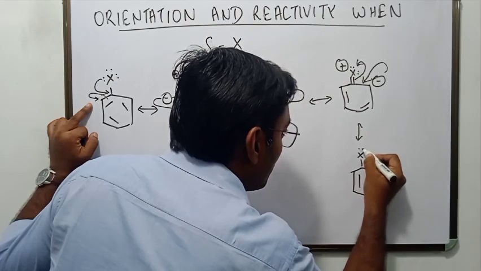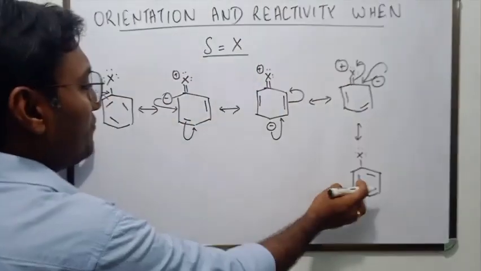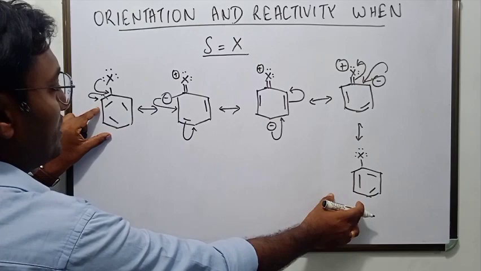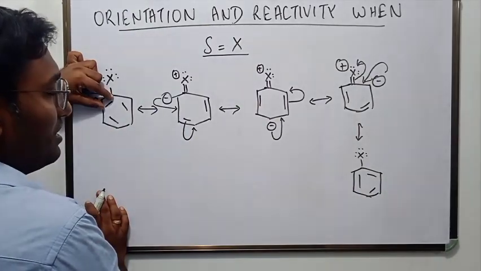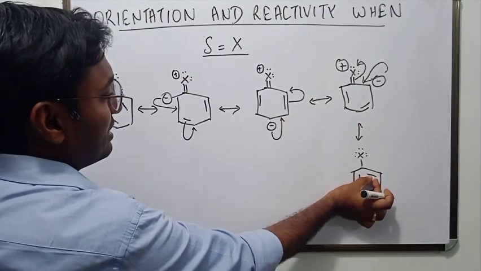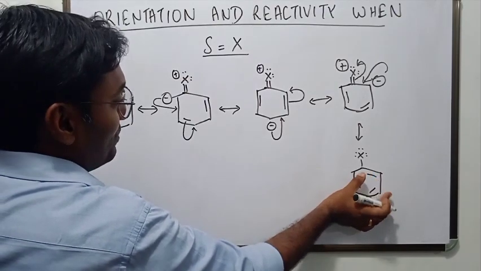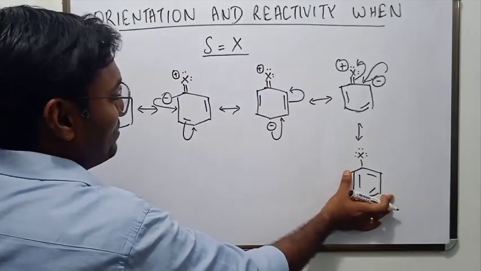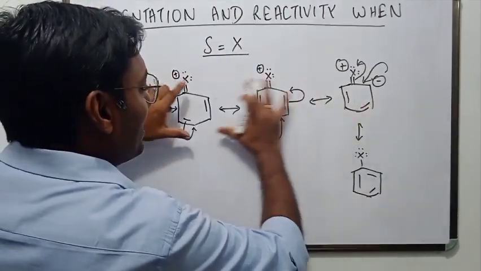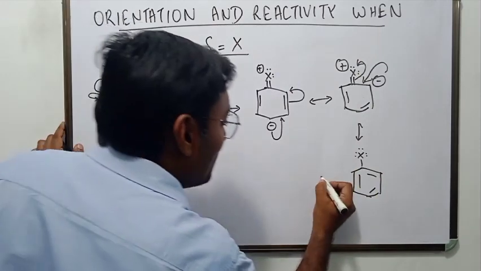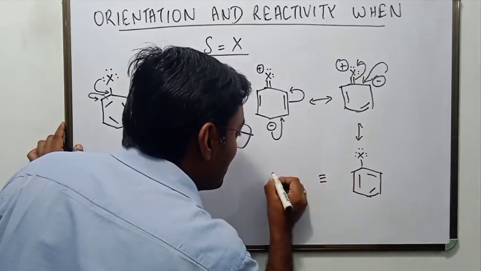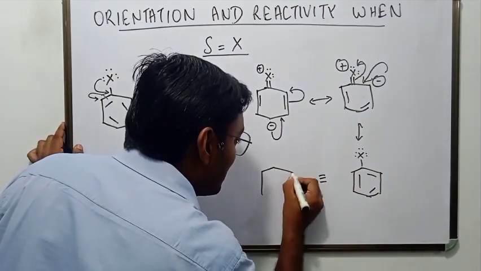One full complete round has taken place for halobenzene. The electron pair which was here has now come here in this structure. So these are the structures of halobenzene, and these are all contributing structures. Now the overall structure can be represented like this.